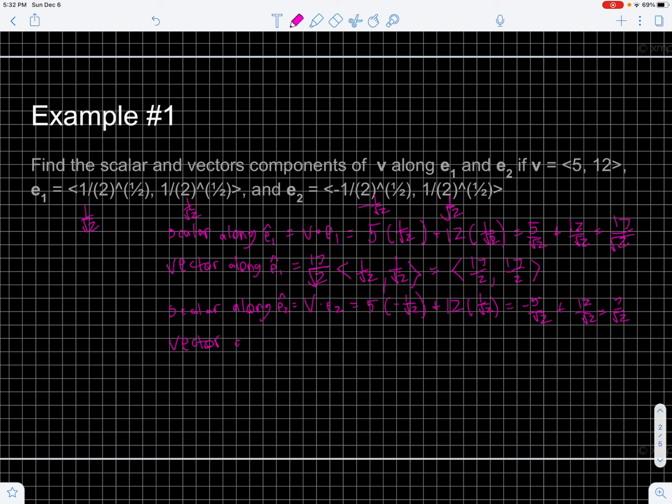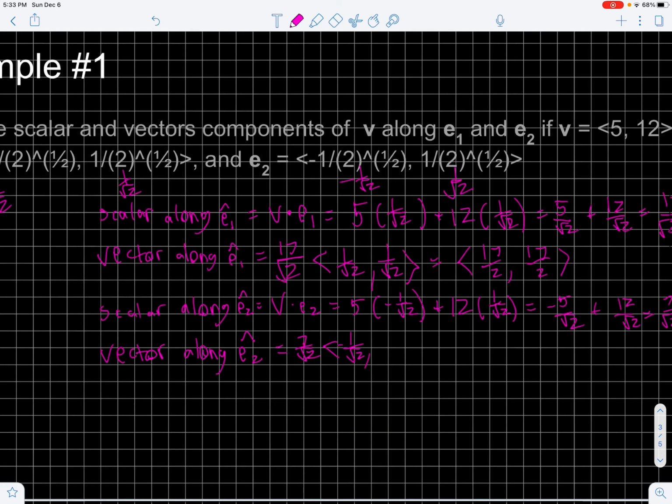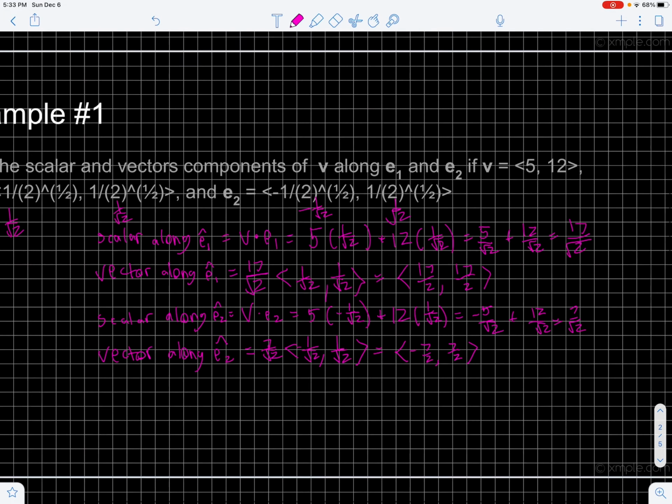All right. And finally, our vector component along E2 hat, we get our scalar component times our vector E2 hat, which is 7 over the square root of 2 times negative 1 over the square root of 2, 1 over the square root of 2. And we get scalar multiplication, negative 7 halves and 7 halves. All right.